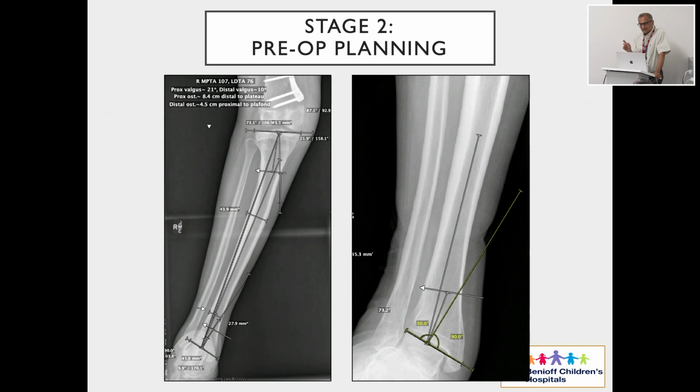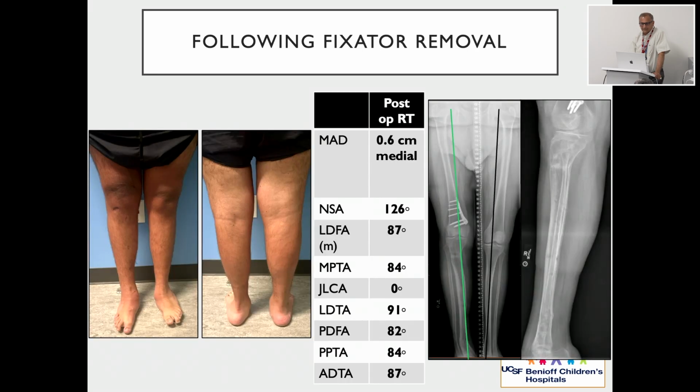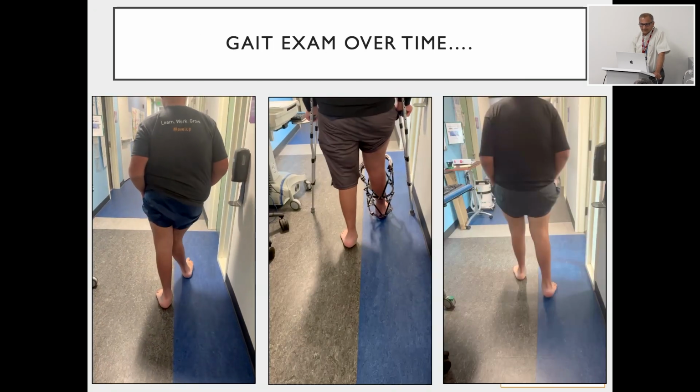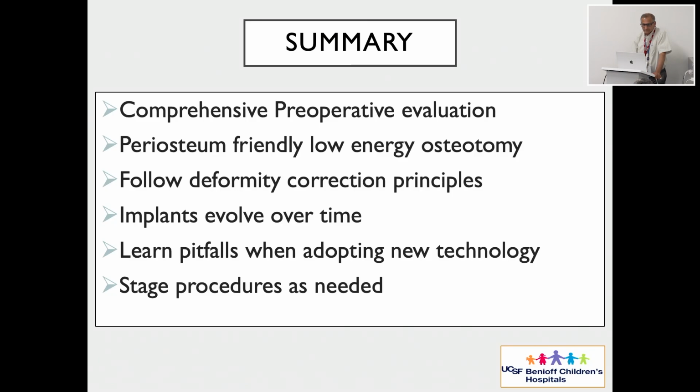And how much you translate is based on the distance between the two lines, which is your planned normal angle and your current angle. So the further you go from the apex, the more the need for translation will be in distance. That makes sense? So this is another way to plan. And then, so he's got a straight leg, and now you can see he's walking nice and straight, at least early on. So I think in summary, same thing.